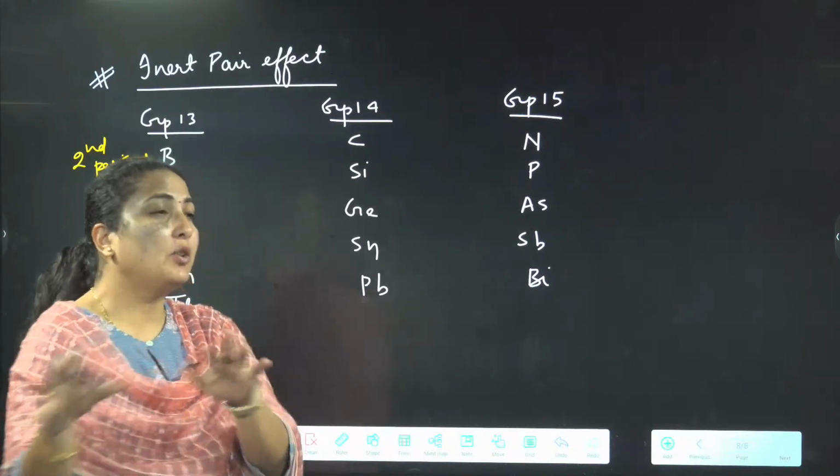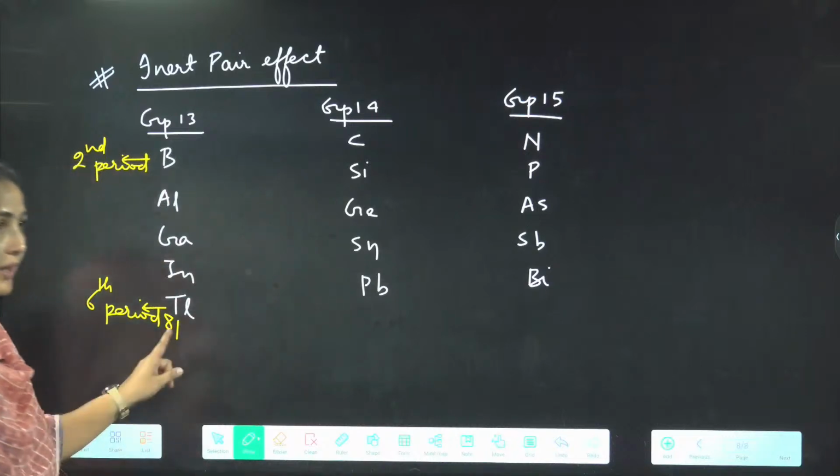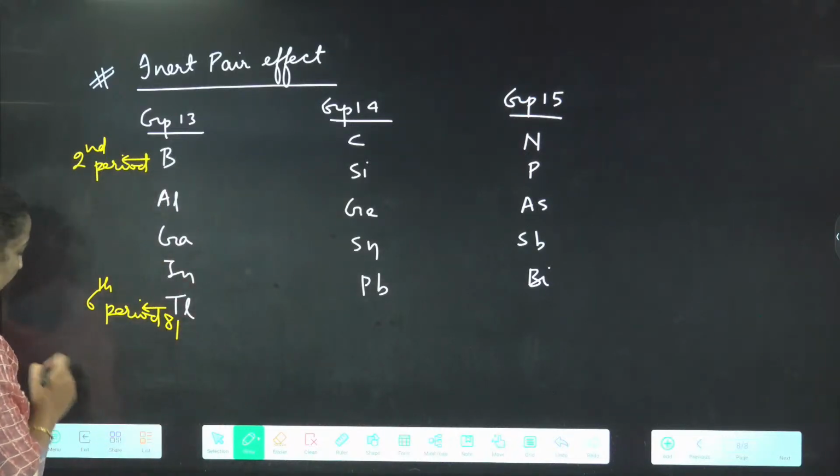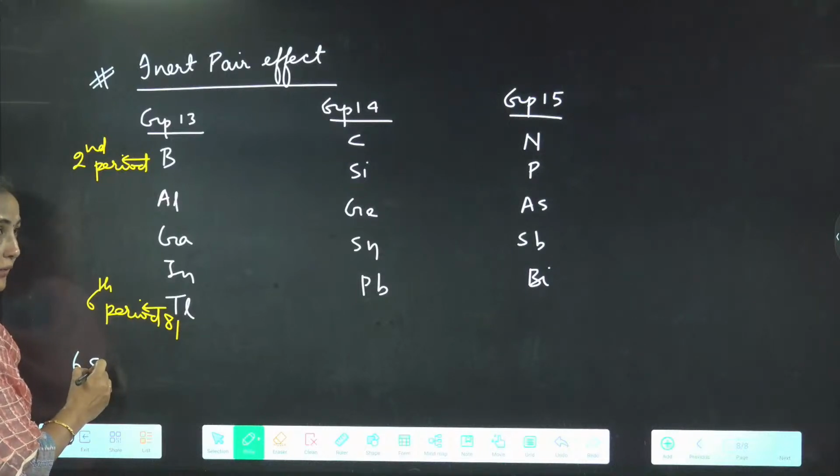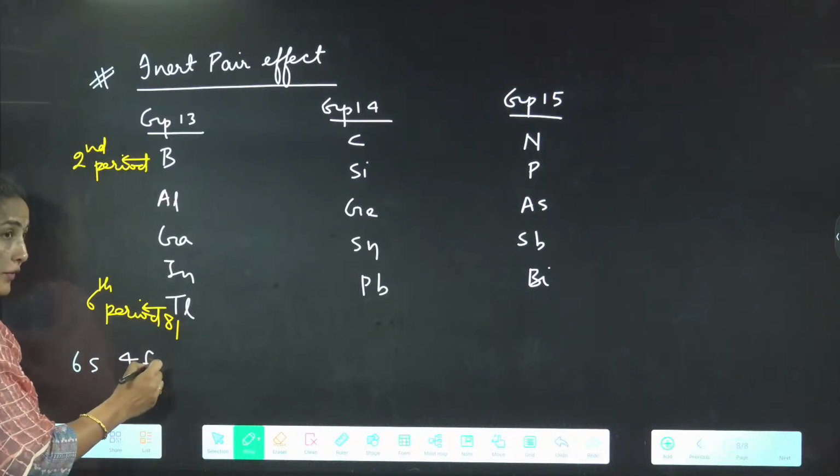5d filling will be there, and you will be having 6p filling, right? Are you able to understand that? In the periodic table, when I write n equal to 6, so basically you will be having 6s first of all getting filled up. After that, you are having 4f getting filled up.